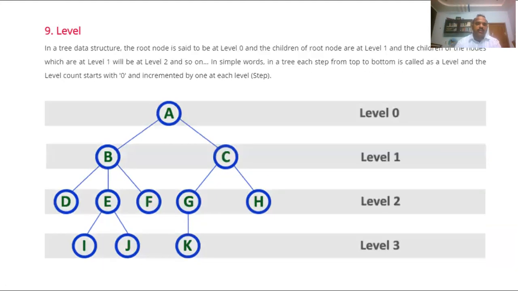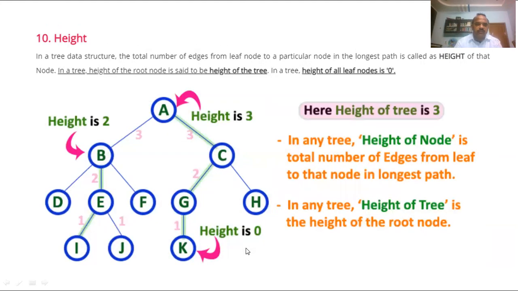Next one, levels. This is level 0. This is level 1, level 2, level 3. How many levels in this tree? 3 levels, starting with 0. So total 4 levels. Next one, height of the tree. Total levels of the tree equals the height of the tree. Here level 0, height equal to 0. Next first level, second level, and third level. Height of this tree is 3.